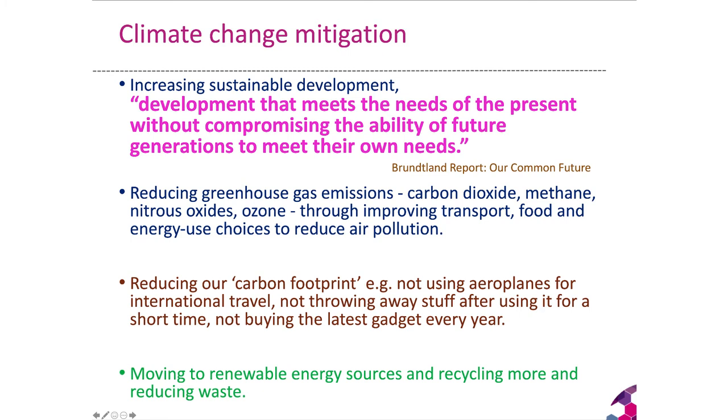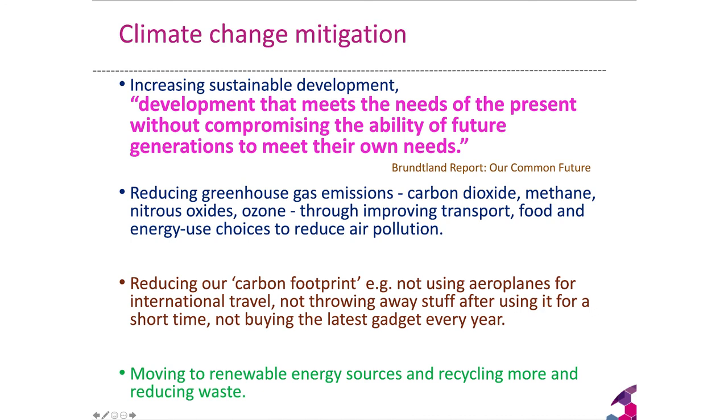So, what do we mean by climate change mitigation? The key interventions around climate change mitigation are increasing sustainable development, and that is development that meets the needs of the present without compromising the ability of future generations to meet their own needs.